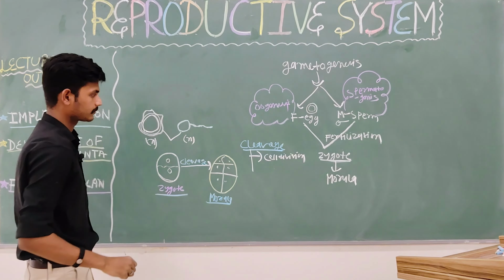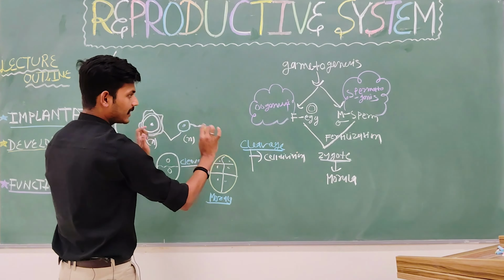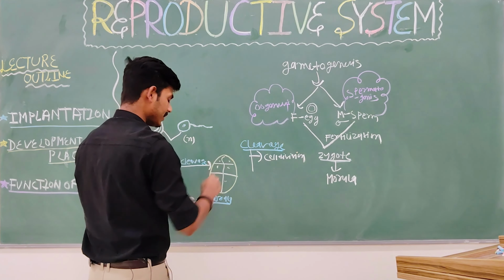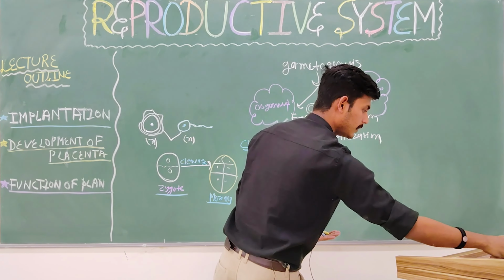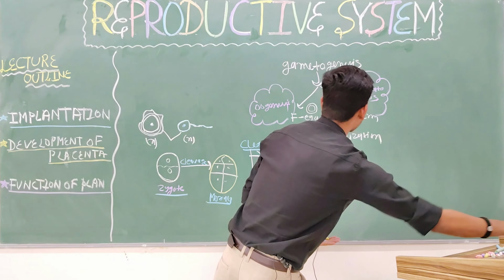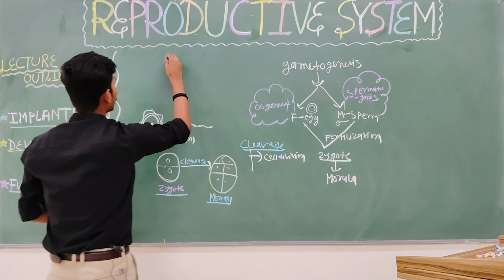Now, after this, don't forget they have the genetic material. After the formation of the morula, this event is happening inside the female reproductive environment. So I should draw the diagram of the female reproductive system to show you.